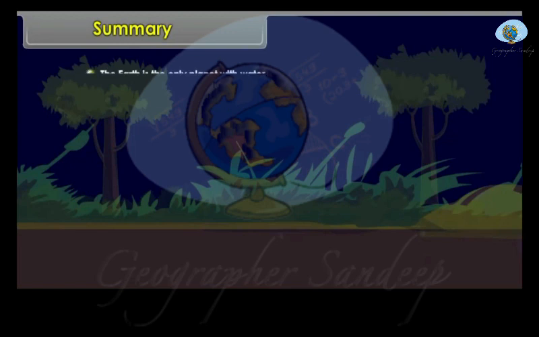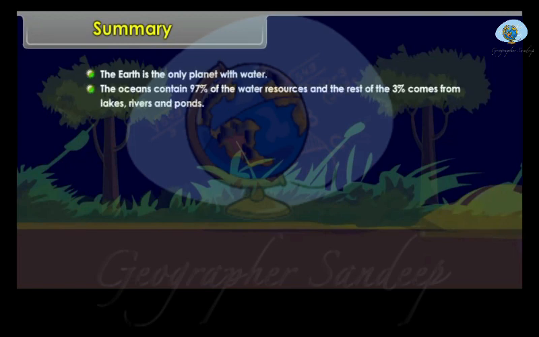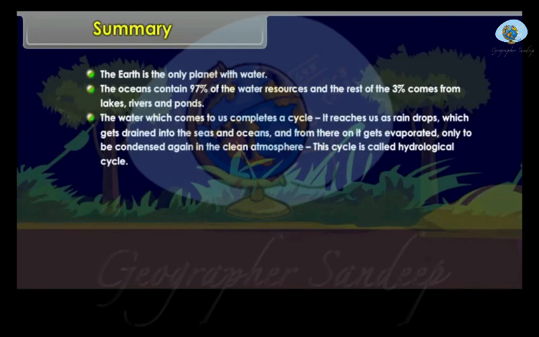Summary. The Earth is the only planet with water. The oceans contain 97% of the water resources and the rest of the 3% comes from lakes, rivers and ponds. The water which comes to us completes a cycle. It reaches us as raindrops which get drained into the seas and oceans, and from there on it gets evaporated only to be condensed again in the clean atmosphere. This cycle is called hydrological cycle.